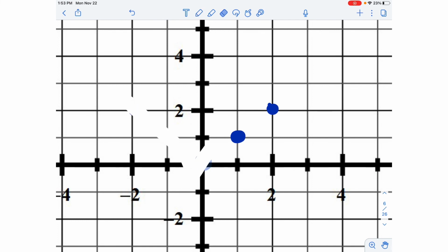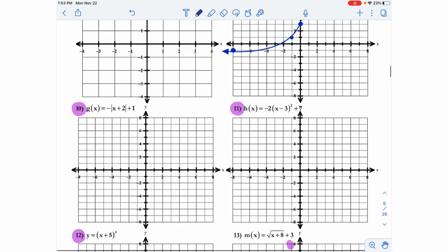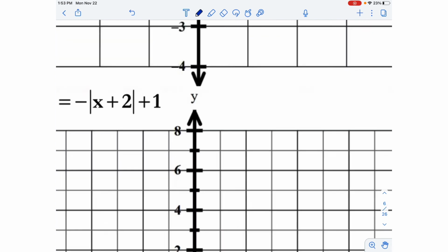So I use those facts to kind of graph each absolute value function, starting, come on, buddy, come on. Oh, man. All right, let's finish this graph and we'll pause. Thank you.